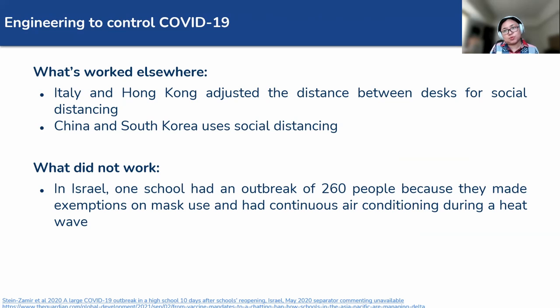Let's see what's worked elsewhere. Italy and Hong Kong adjusted the distance between desks for social distancing. China and South Korea also used social distancing. What did not work? Okay, so Israel, there was one school that had an outbreak of 260 people because they made exemptions on mask use and had continuous air conditioning during a heat wave. Because they closed off the windows and put on the air conditioning, this was a very good environment for the viruses to transmit. So that's an example of what happens when you remove ventilation.